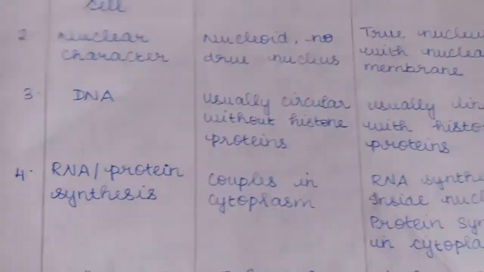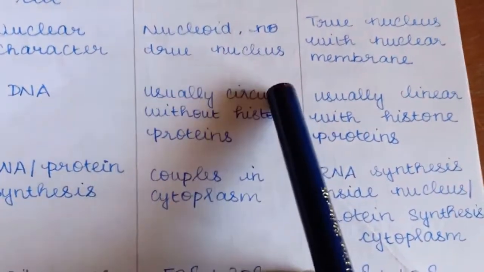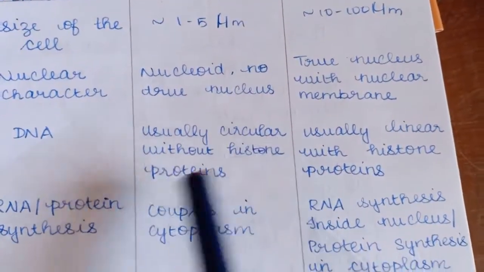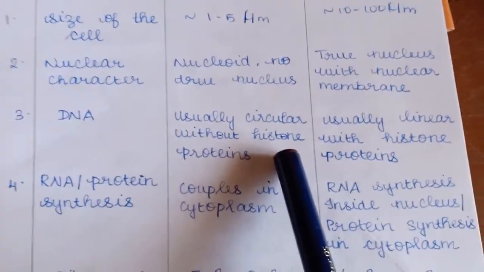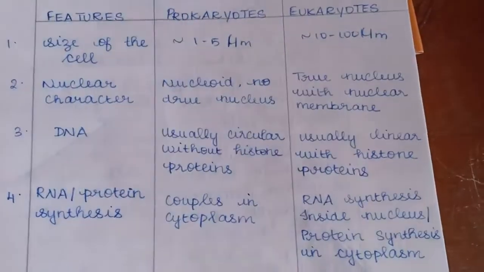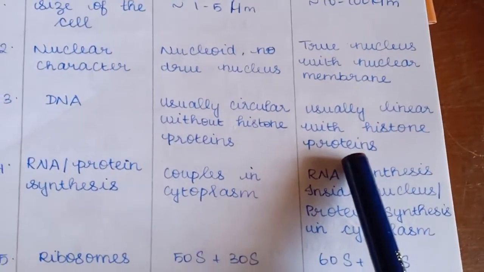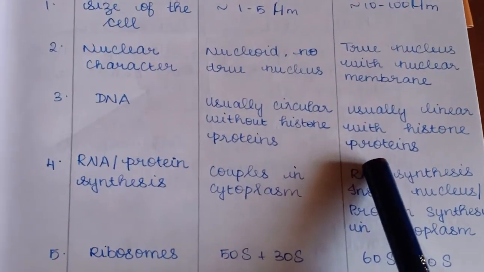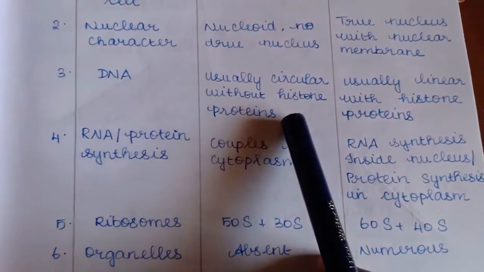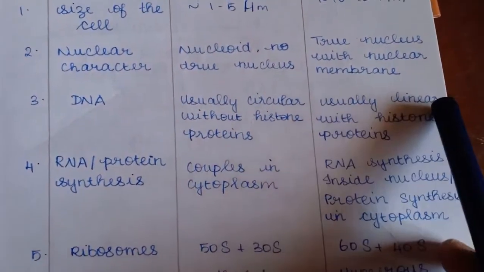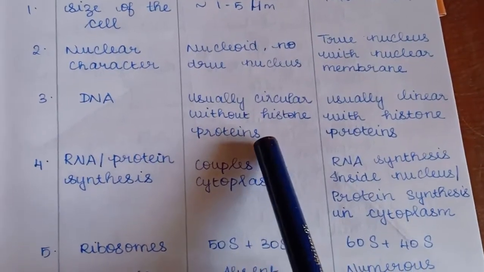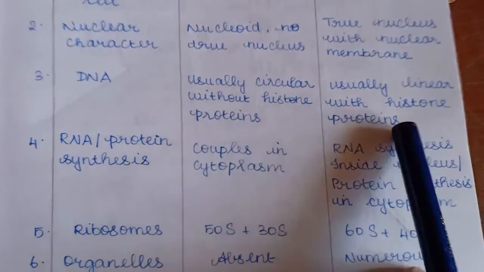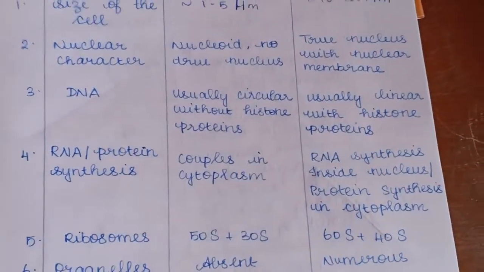The third difference, DNA, usually circular. Okay, the prokaryotic DNA is usually circular without protein. Histone protein is absent. Whereas in eukaryote, they have a linear DNA structure with histone protein. Is that clear, children? So DNA, it is circular. In eukaryotic, it is linear. And here it is without histone protein. Eukaryote has histone protein. So that is the difference between prokaryotes and the eukaryotes.